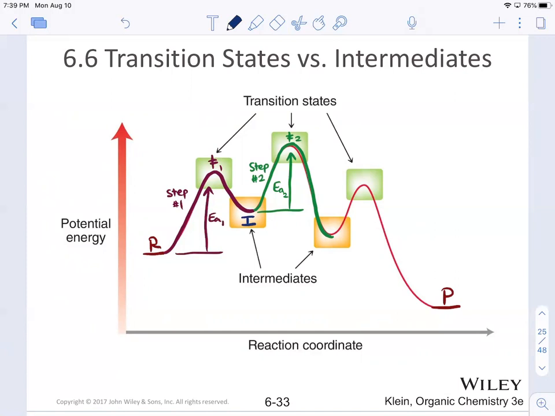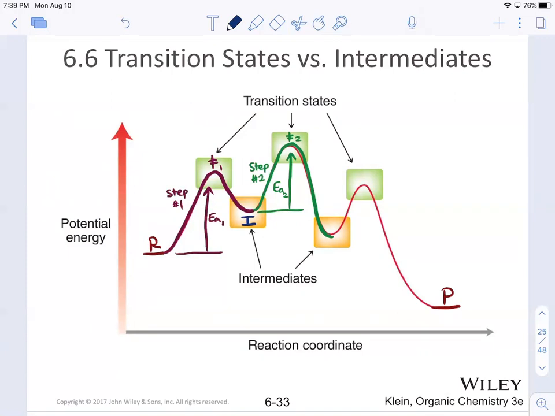So an intermediate is the species formed during the course of the reaction. They are an energy minima, right? There's a little valley there at the intermediate. And they are observable. They're actual species, and you can exclude them. You can pull them out. You can identify them, but they usually aren't the final product.